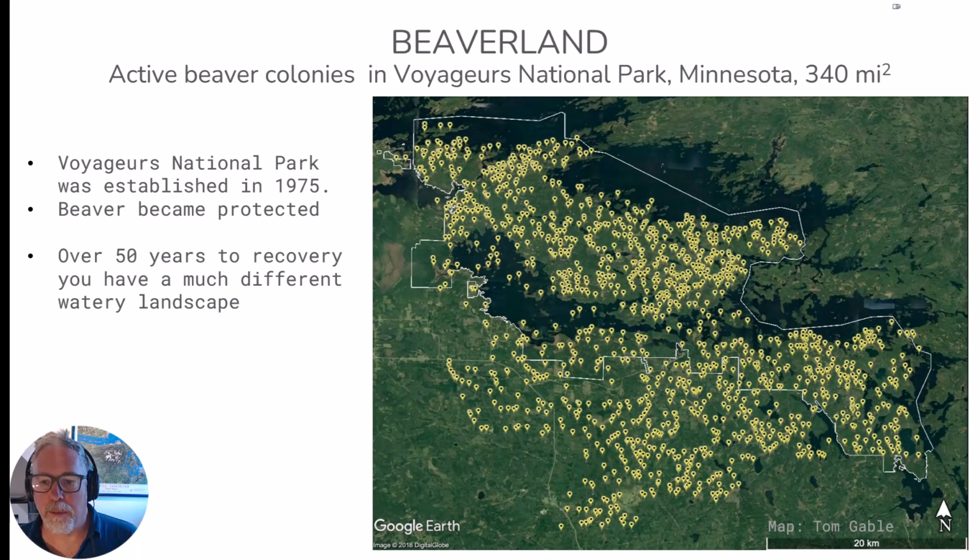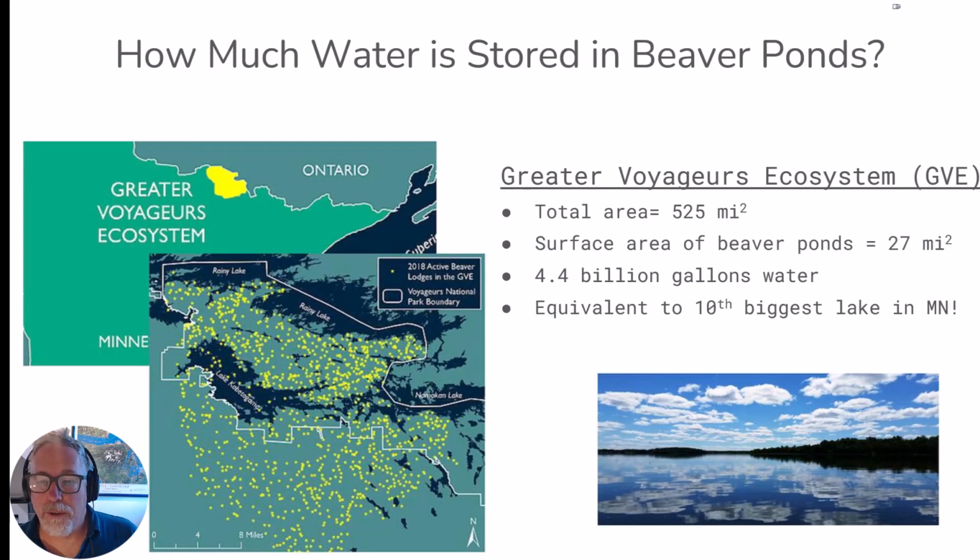As an example of the profound impact beaver have on a landscape, this map shows the active beaver colonies in Voyageurs National Park. Over the 50 years since the park was created and beaver became protected, there's a much richer and watery landscape. Over those 50 years, beaver have added 27 square miles of water to the greater Voyageurs ecosystem. This example is a type specimen for the benefits beaver provide to an ecosystem's hydrology.